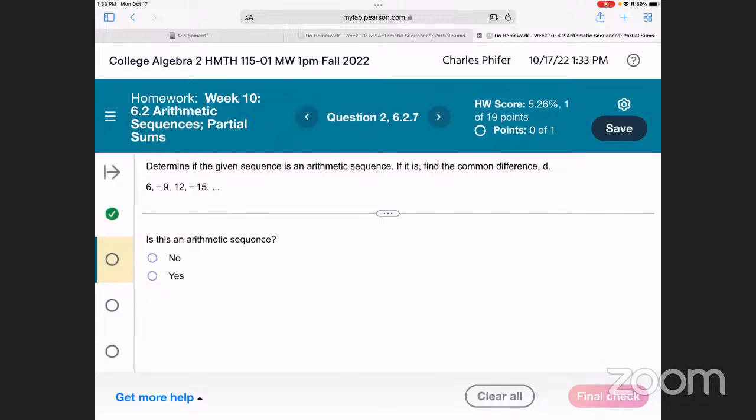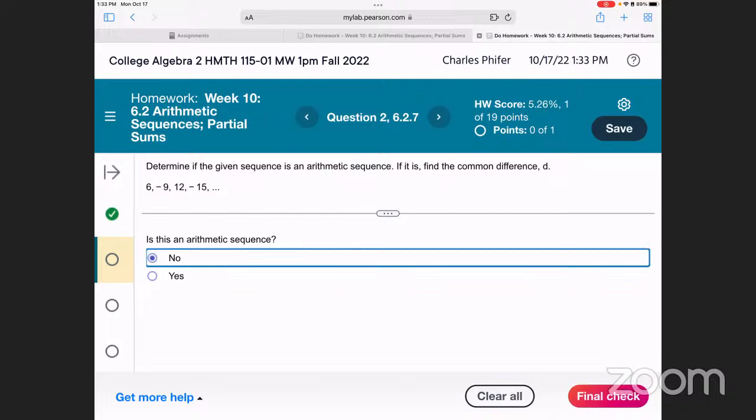Determine if the given sequence is arithmetic. Tempted to make it a little bit bigger. Hopefully you can see it okay. So notice to go from 6 to -9, we're adding what? -15? No, we're not adding the same thing each time here. Because to go from 6 to -9, I think we're adding -15. But if you add another -15, you do not get to +12. So is this sequence arithmetic? We're going to say no.